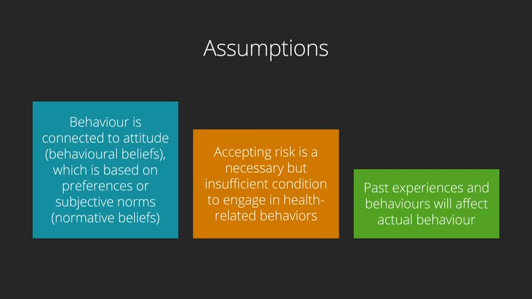Accepting risk is a necessary but not a sufficient condition to engage in health-related behaviors. For example, people know that tobacco causes cancer. However, this knowledge does not seem to be enough to quit smoking. Past experiences and past behavior will affect actual behavior. For example, parents who have not suffered from any vaccine-preventable diseases and are not familiar with the harms that these diseases may cause will be more likely to become anti-vaccine and not vaccinate their kids.